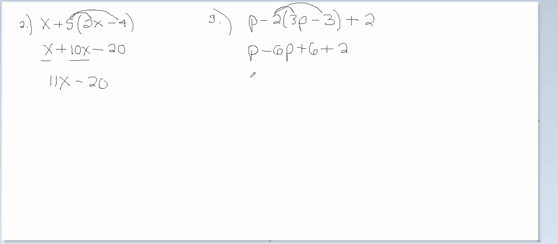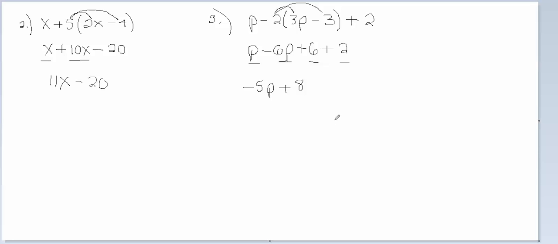Now I look at what I can combine. Well, I have two p's. I have a 1p and a negative 6p, or 1 minus 6. Either way you want to think of that. If I have 1 and I take away 6, I'm at negative 5 p's. So that took care of those two p's. Now these are just numbers, so we can combine them. 6 and 2 make 8. And this is our final answer here.